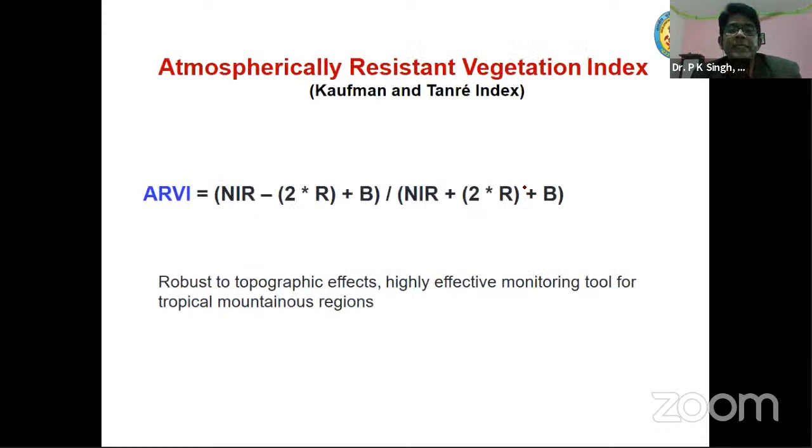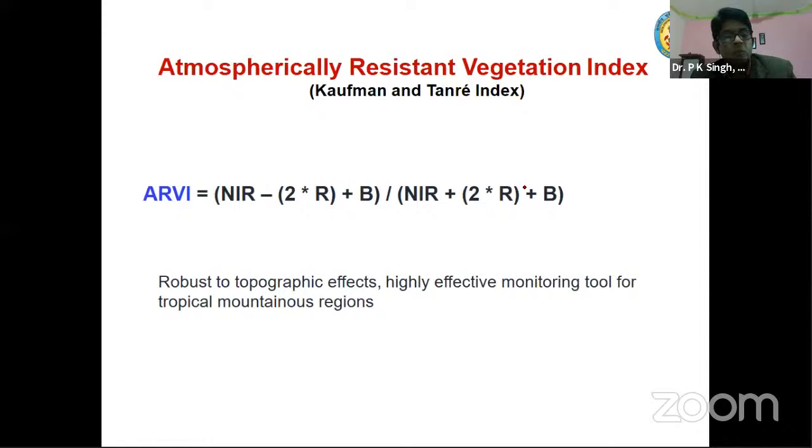Then one is atmospherically resistant vegetation index, ARVI, developed by Kaufman and Tanre. Here disturbances from atmosphere are also taken care of. This is robust to topographic effects, a highly effective monitoring tool for tropical mountain regions. Same thing is there, NIR and R are there, but the blue band has also been taken care of in this.